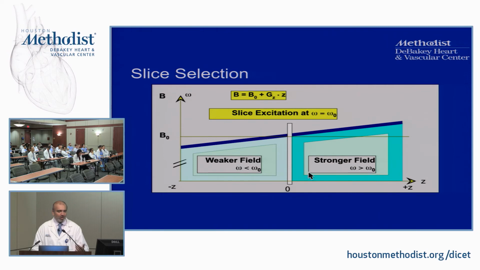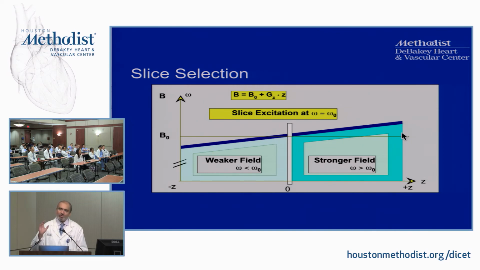Again, the magnitude of difference is very little, but for arbitrary purposes, let's say this is 64 megahertz here, here it's 65 megahertz, and down here it's 63 megahertz. Now, if I want to select a slice to image, and let's say I want to image the brain, then I would say, okay, let's send in a radio frequency wave at 65 megahertz.